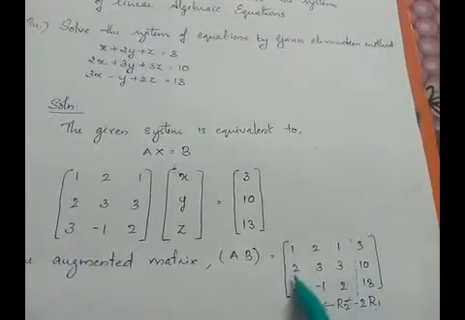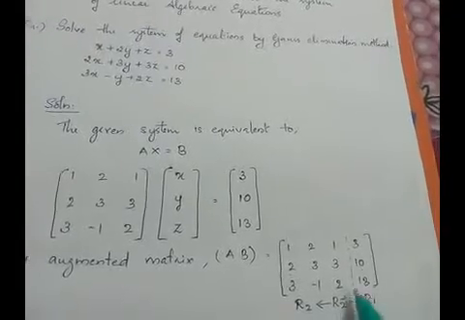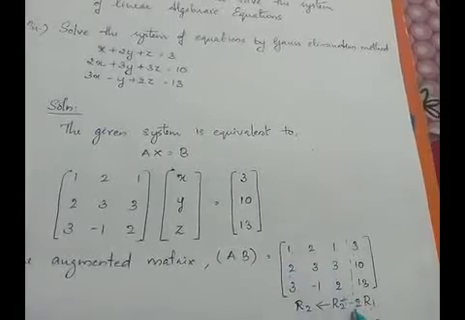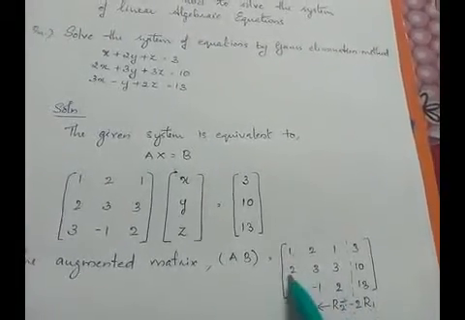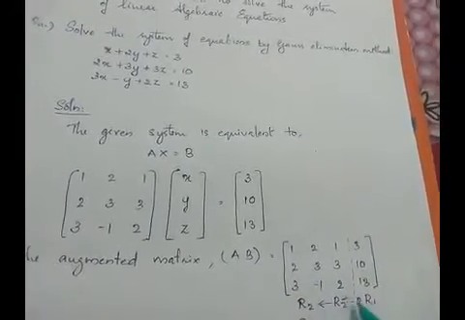Okay, so row 2 will be converted by adding row 1. Before adding row 1, we have to multiply row 1 with minus 2 and then add it to row 2. It will convert 2 to 0. So that is the equation we are going to apply for row 2.